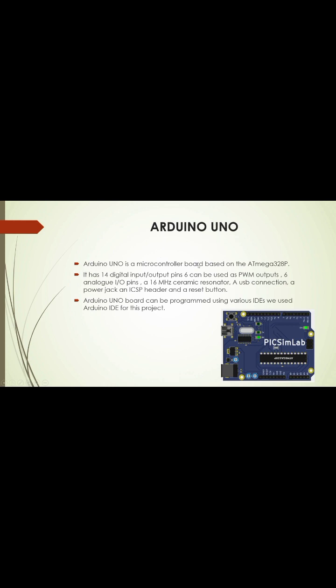Arduino Uno is a microcontroller board based on Atmega 328P. It has 14 digital input-output pins, 6 of which can be used as pulse width modulator, and 6 analog input-output pins, a 16 megahertz ceramic resonator. It also has a USB connection, a power jack, and a reset button. Arduino Uno board can be programmed using various IDEs, that is integrated development environment, but we are using Arduino IDE for this project.